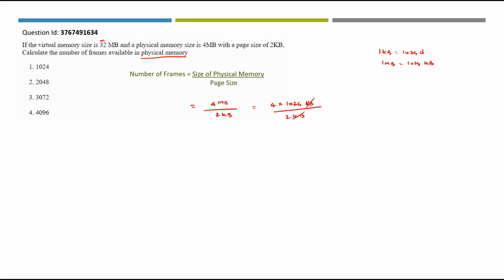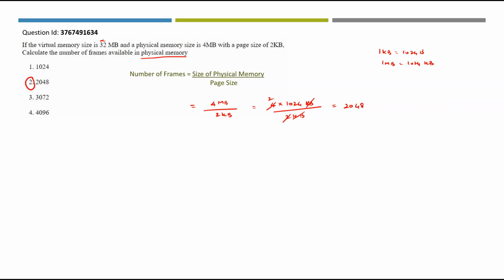Now kilobyte and kilobyte units will get cancelled. 2 2s are 4. So you have 2 into 1024 in the numerator. There is nothing in the denominator. What is 1024 into 2? It is 2048. So what will be the number of frames? It will be option number 2, 2048.